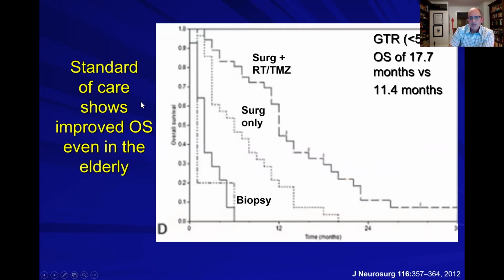And we know that when we have populations where we might have to modify care, for example, the elderly, they will do better if we can get them through some of those standard of care options. So this is just an example of an older population where the survival is better if we can get them through all those standard therapies.